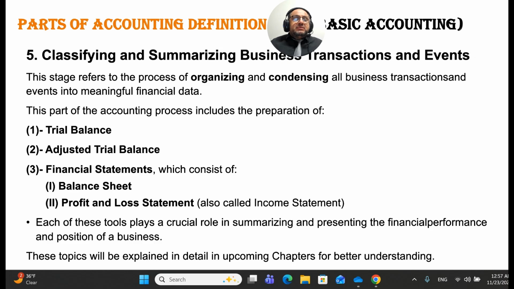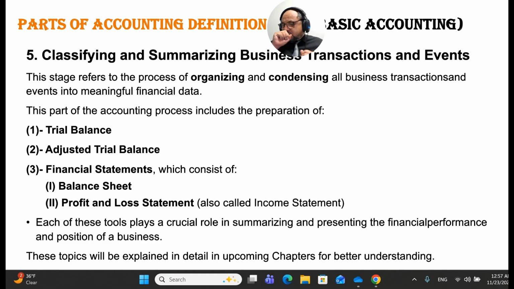Today I'm going to teach you the last part of the accounting definition, which is classifying and summarizing business transactions in events. What does it mean and how do we work in this? It's the last part of the accounting cycle.